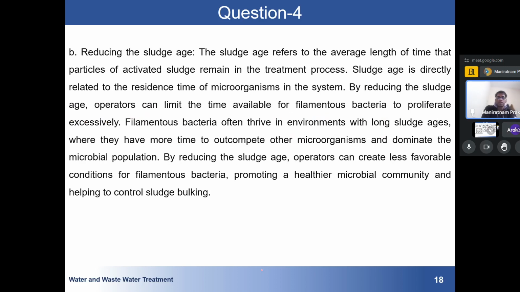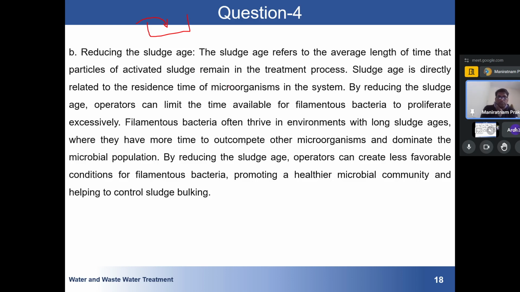Coming to the second question, reducing the sludge age. Remember this is our tank, and when we add microorganisms in the system, or wastewater in a system containing microorganisms, some time is required for all the degradation. You cannot just add it and take it out immediately, because degradation is a very slow process and requires some time.